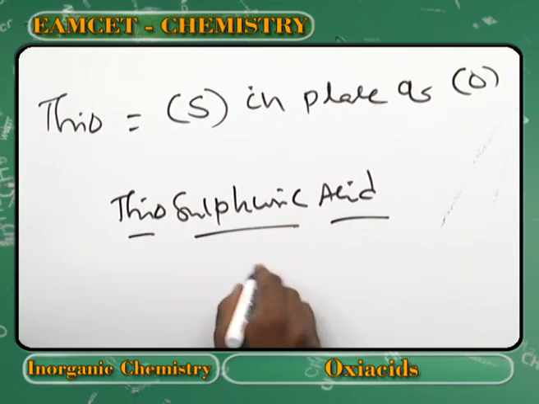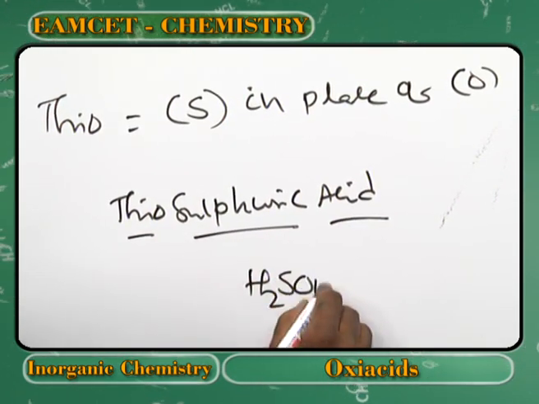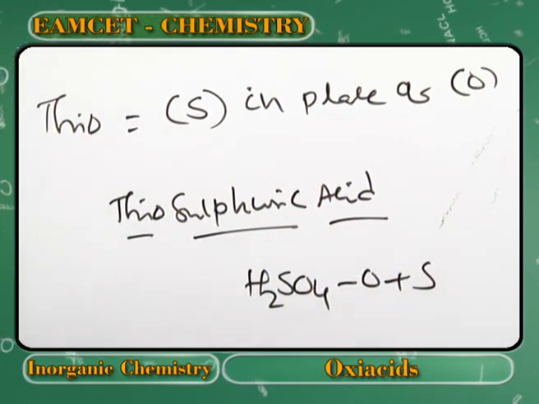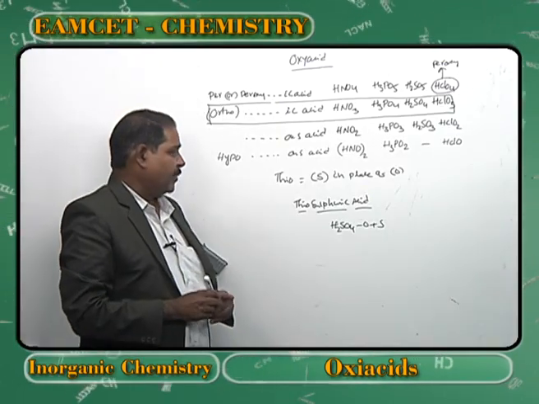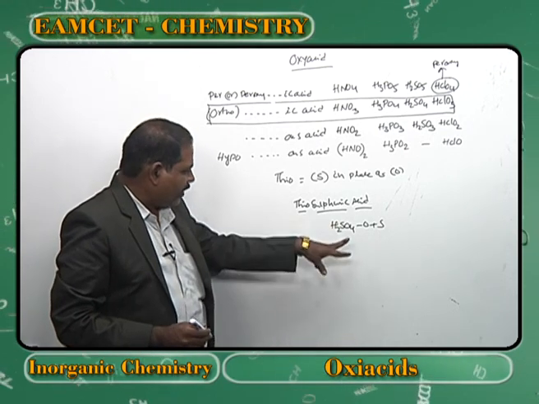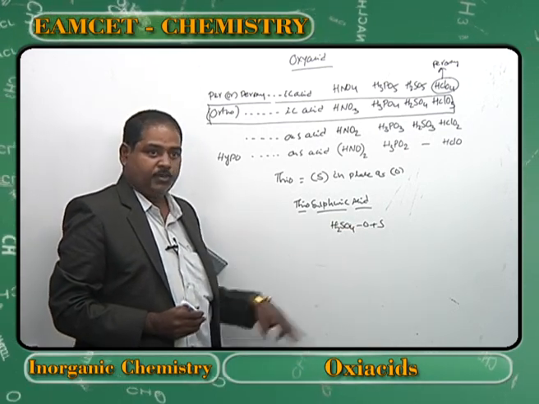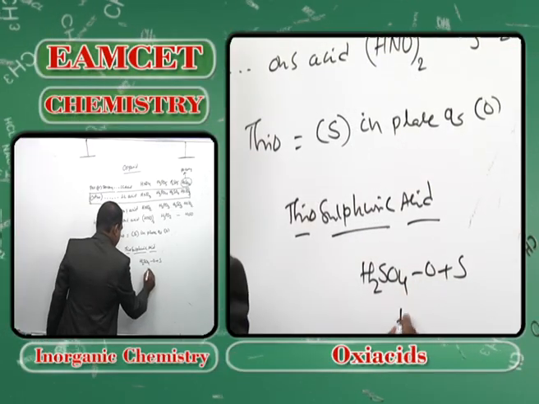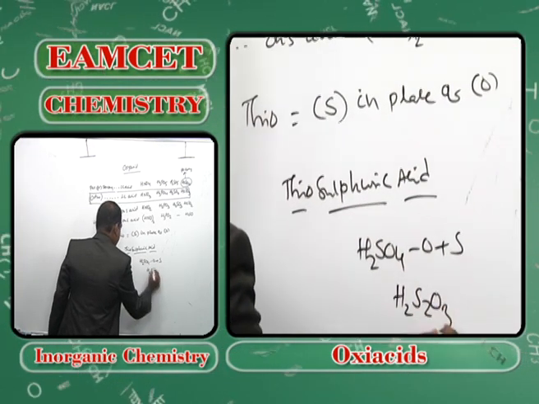Thiosulfuric acid. Formula: H2SO4, sulfuric acid, minus O plus S. What have I been telling you? Sulfur in place of oxygen. You have to remove an oxygen and add one sulfur, putting sulfur in its place. So H2SO4 minus O plus S, you will get H2S2O3.